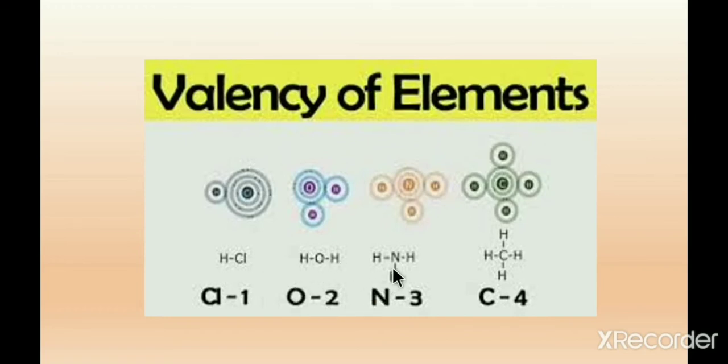In case of ammonia having formula NH3, one nitrogen atom is joined with 3 hydrogen atoms. So valency of nitrogen is 3. In case of methane with formula CH4, one carbon atom is attached to 4 hydrogen atoms. So valency of carbon is 4.